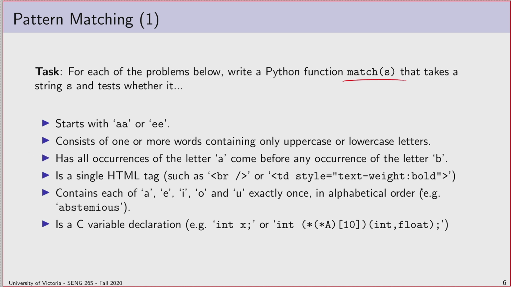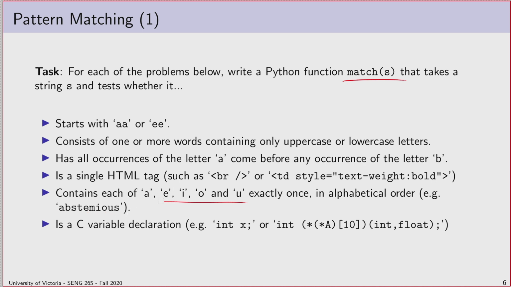Then what about, are we looking at a single HTML tag? And that includes not only standard looking tags like this one, but also weird situations where you've got properties of the tag like a style. Strings that contain each of the vowels in the English language, that's A, E, I, O, and U, exactly once, and they appear in order. So the first vowel in the word is A, then E, then I, then O, then U.